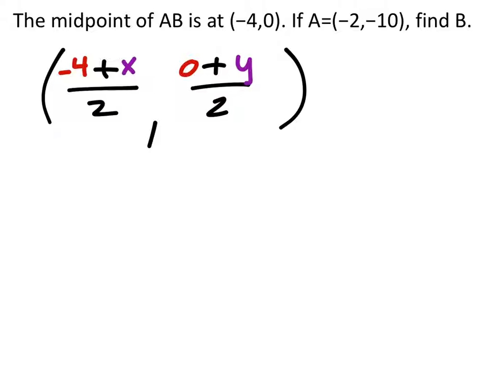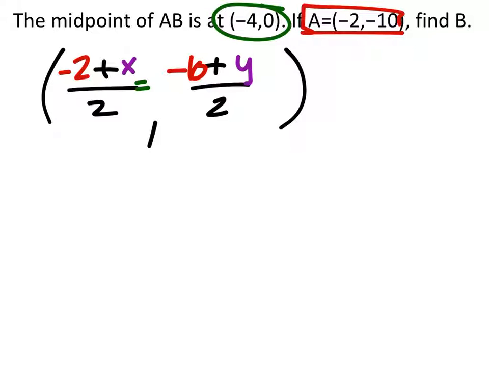Now, we do know the value of the midpoint at, wait, I used the midpoint. Let me change those out, okay? I apologize. The midpoint is -4, 0. I need to use A, which is at -2, -10. That's better. But the midpoint does tell us that these values are going to equal -4 and also 0. It really just gives us two equations to solve, okay?